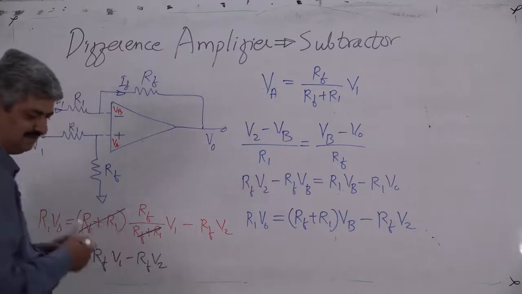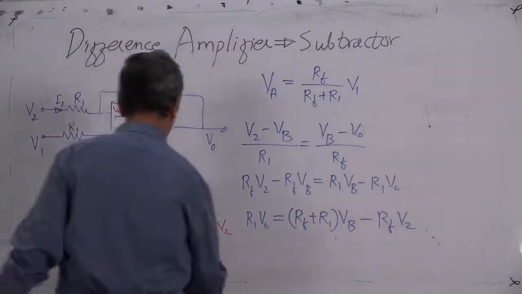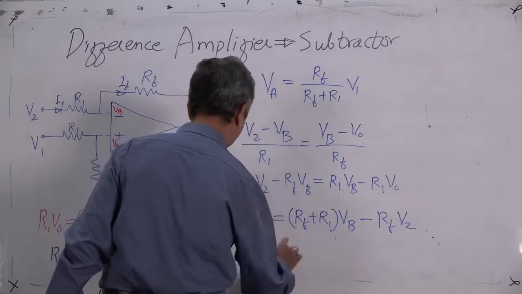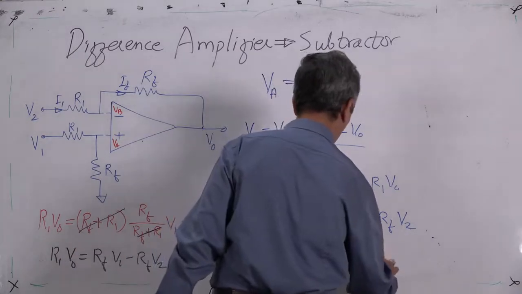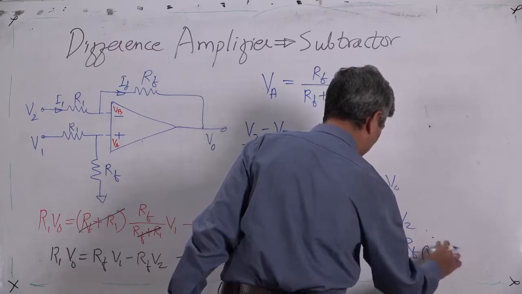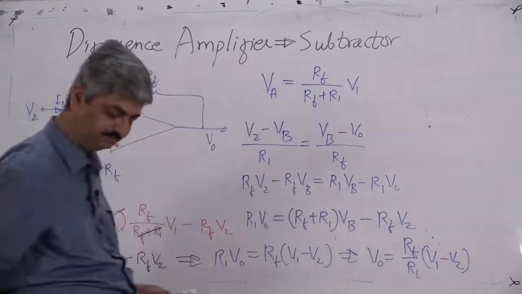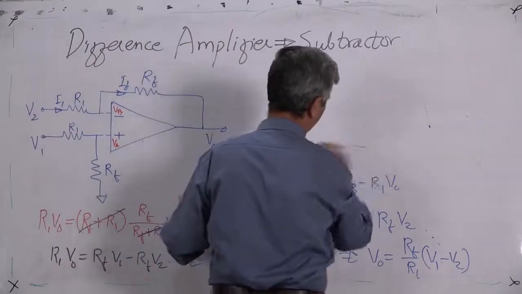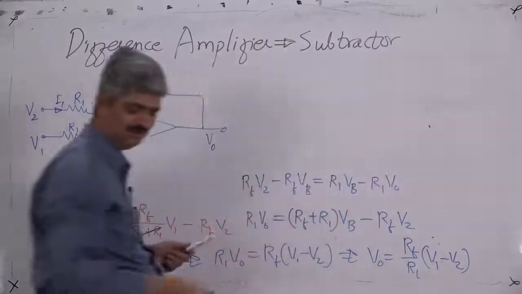Now I can take common, it becomes very simple now, nothing to explain. So R1 VO is equal to RF into bracket V1 minus V2. That gives VO is equal to RF upon R1 into V1 minus V2. So I rewrite the expression here. Since it is recorded, even if I rub it out, you can go back and see. That is not a problem.